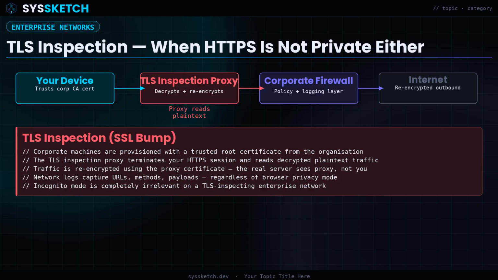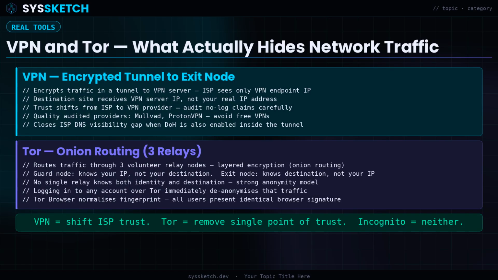So what actually provides the properties people think incognito mode provides? The first tool is a VPN, a virtual private network. A VPN routes your traffic through an encrypted tunnel to a server operated by the VPN provider. From the perspective of your ISP, they see one encrypted connection to the VPN server. They do not see which sites you are visiting. The destination site sees the VPN server's IP address, not yours.